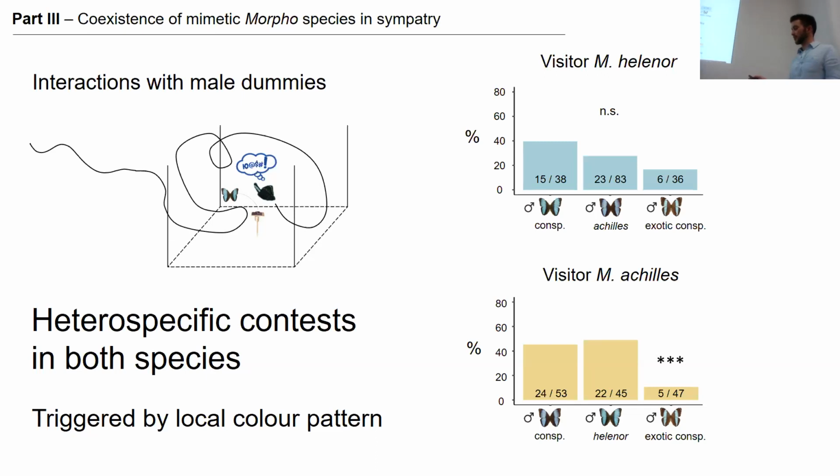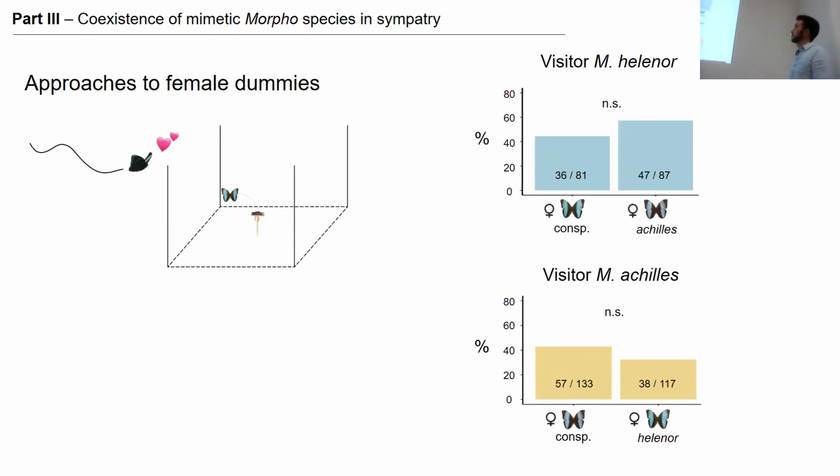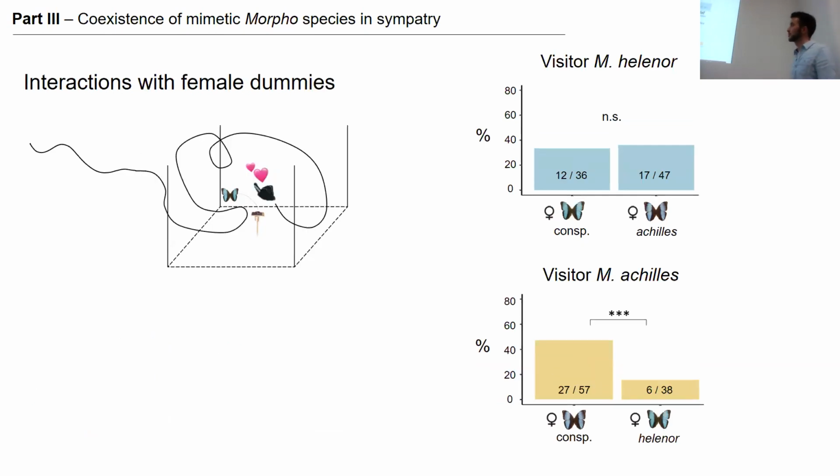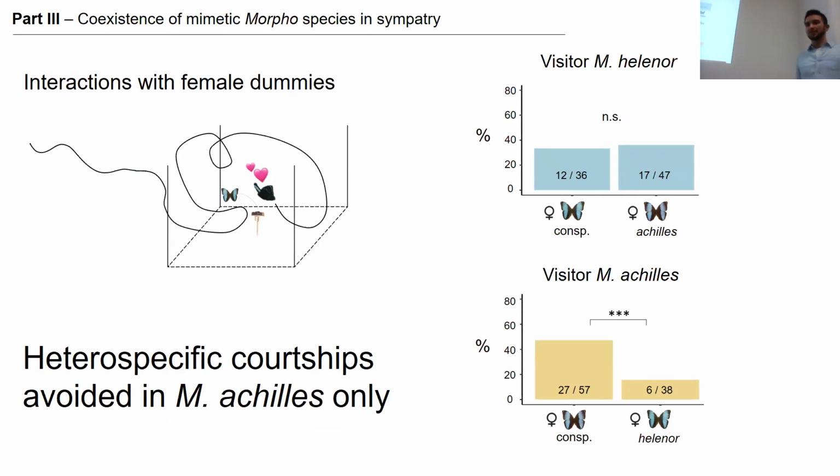Now I show you the result with the female dummies. For the approach, they were also indiscriminate. The males approached both females of the 2 species. However, for the interactions, we found that males Achilles at the bottom rarely engaged in a courtship with the wrong female, but they seem to discriminate their female conspecific. In contrast, males Eleanor interfere reproductively as they court also the wrong female.